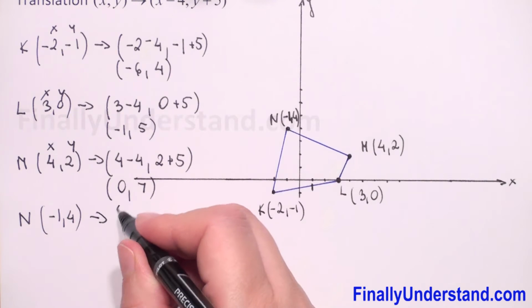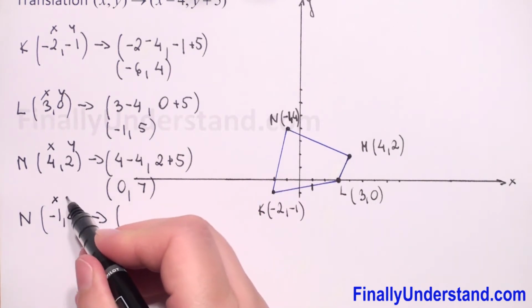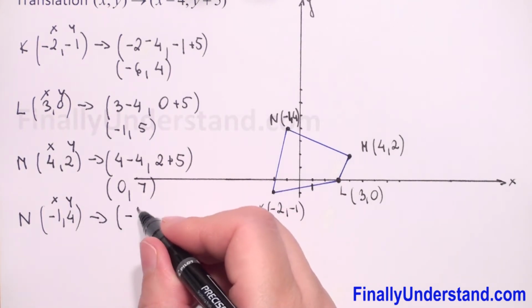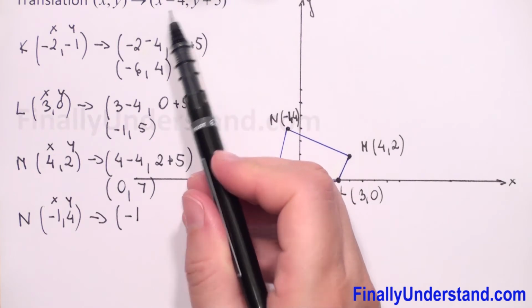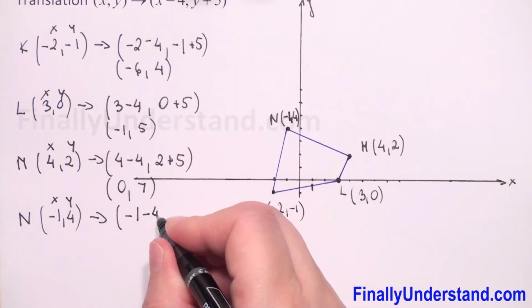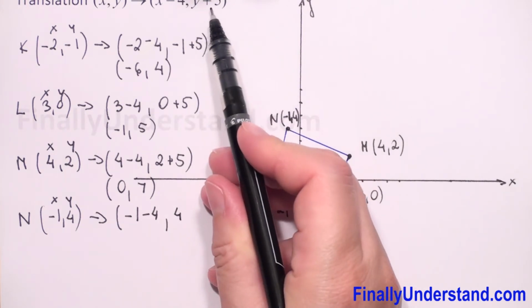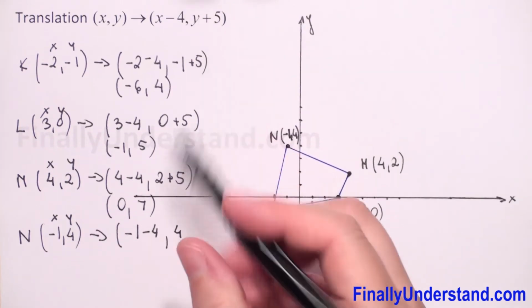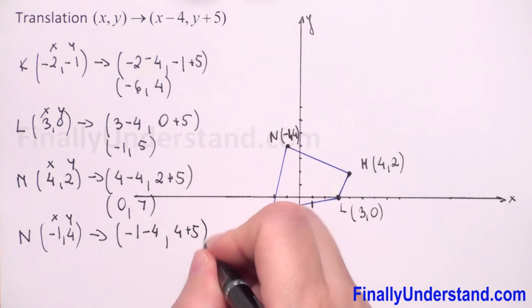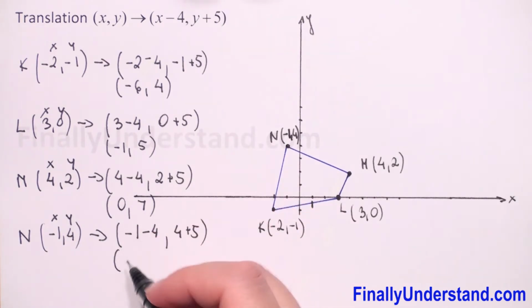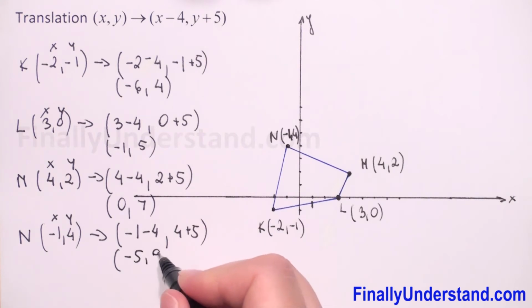And we have point N with coordinates (-1, 4). This is our x, this is our y. For x we have -1 and the formula -4, and for y we have 4 plus 5. So point N now has coordinates (-5, 9).